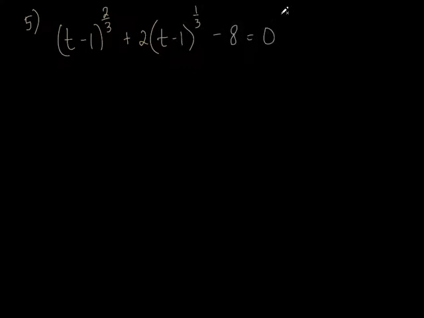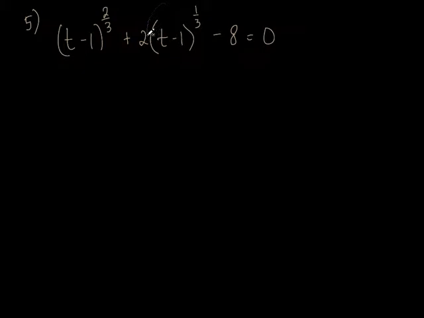Alright, let's take a look at that. (t - 1)^(2/3) + 2(t - 1)^(1/3) - 8 = 0. This is definitely a substitution problem, wouldn't you agree? Doesn't this really look close to x squared plus 2x minus 8 equals 0? You're like, no, it doesn't, because there's no x, and that's a 2/3, it's not a 2. But if you think about it, watch.